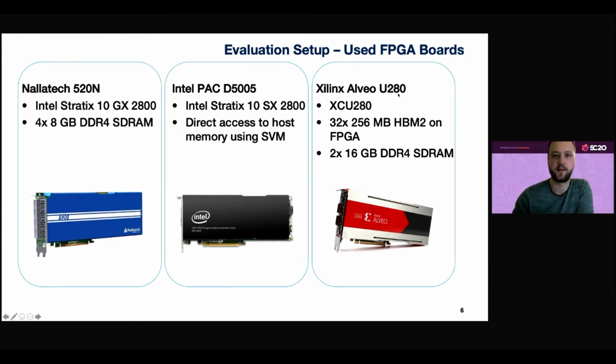Additionally, we have a Xilinx FPGA, the U280, which also comes with 2 different kinds of global memory. So we have 32 banks of high bandwidth memory, HBM2, and also 2 banks of DDR memory.